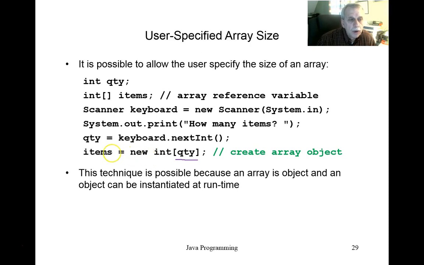So if the user responds with a value of 10, an array with 10 elements will be created. If a user responds with a value of 100, an array with 100 elements will be instantiated or created. This makes it much more robust or dynamic. It's very flexible, and that is attributable to the fact that the array is an object. Actually quite neat, quite beneficial to us.